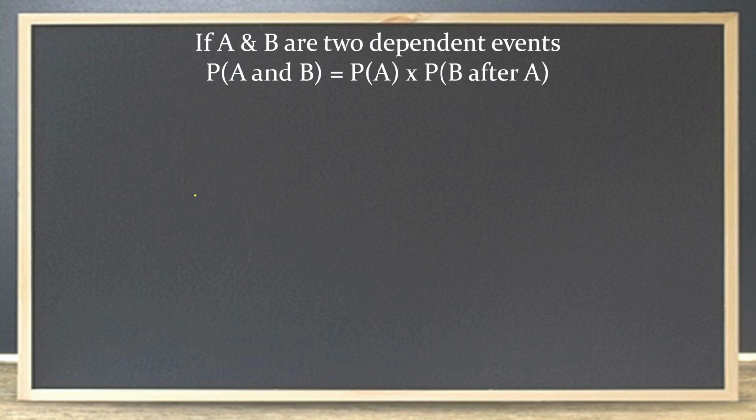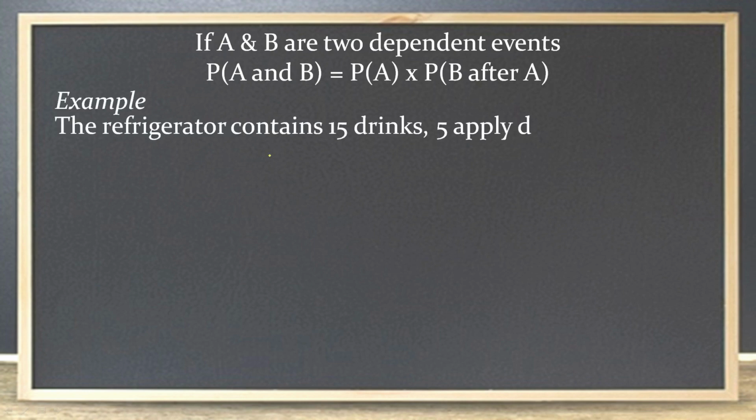Okay, so let us see dependent events. If A and B are two dependent events, then the probability of A and B occurring is the probability of A multiplied by the probability of B after A. Because for dependent events, let's say A and B, the occurrence of A will definitely affect the probability of B. Because when we find the probability of A, the total outcome will be reduced, which will now affect the probability of B. Okay, so let us see this as an example.